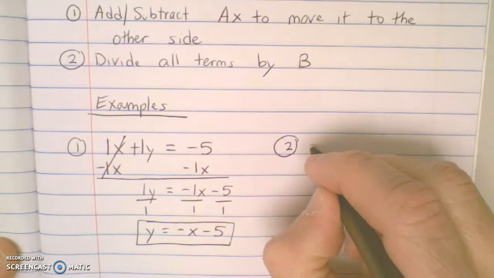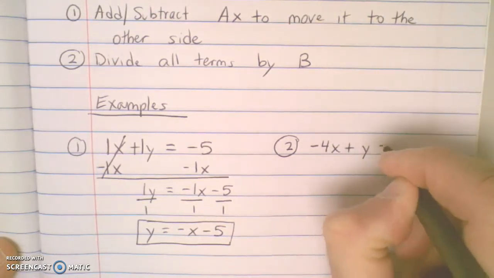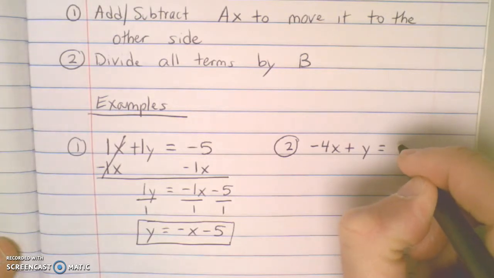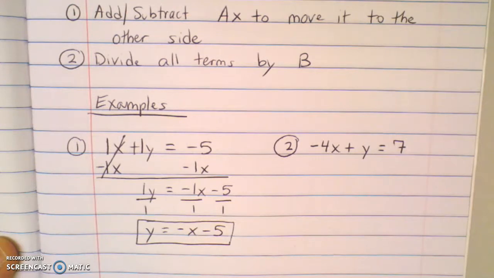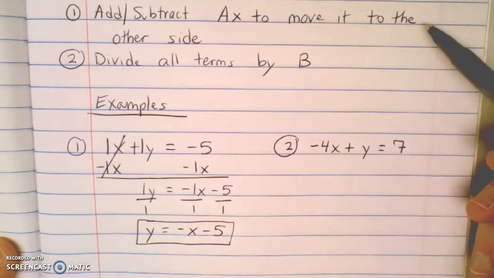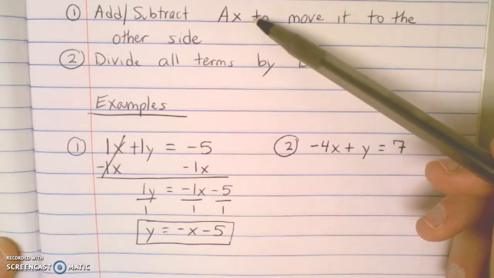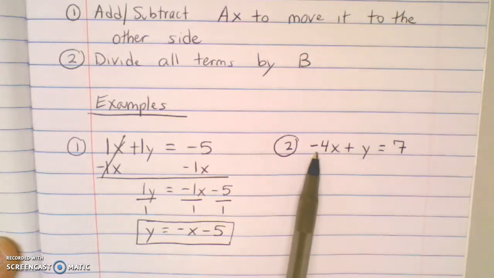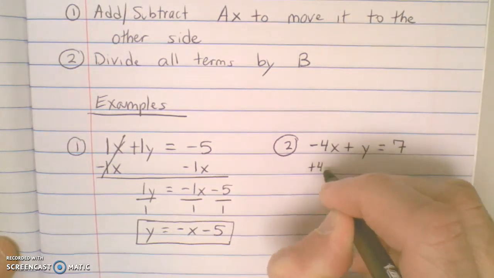Let's look at another example. Let's say I gave you negative 4x plus y equals 7. Going back to our steps, we either add or subtract the ax term, whatever the x term is, and move it to the other side. Since this is minus or negative 4x, I'm going to undo it by adding 4x to both sides.